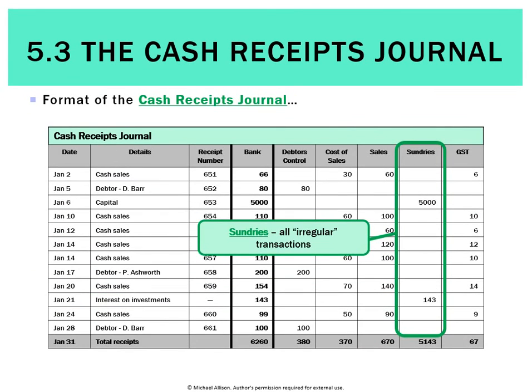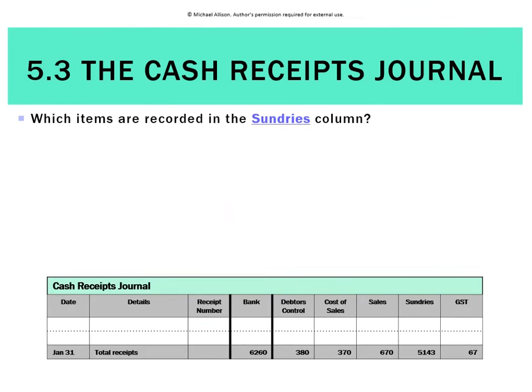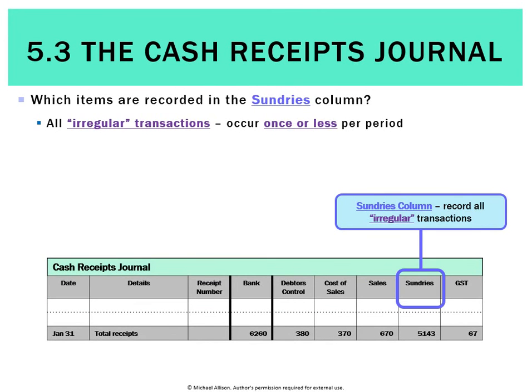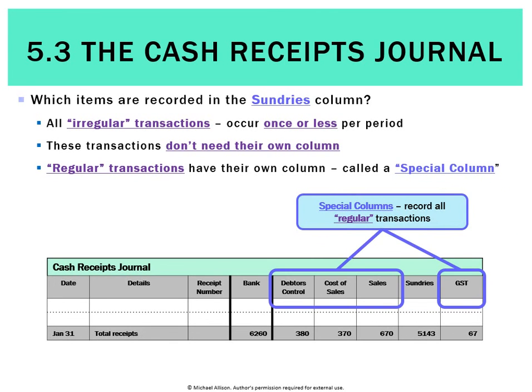That then leaves the sundries column, and that's going to be for all irregular transactions. Every business is different, but usually businesses have the same transactions each month, and then they have some which are kind of irregular. So in this case, we've got a capital contribution from the owner, which shouldn't happen too regularly, and also interest on investments. So usually interest is earned monthly, so if that's only once per month, it probably doesn't justify having its own column. So what we'll do is put that in sundries. So a good way to remember sundries is all irregular transactions, or basically anything that happens once or less per period. It just doesn't need its own column.